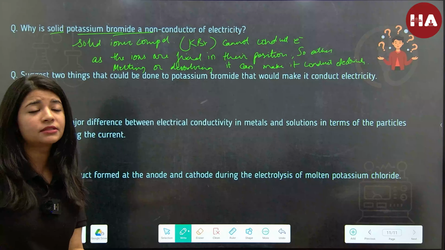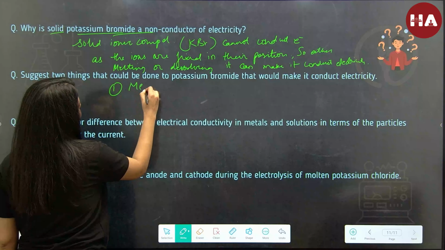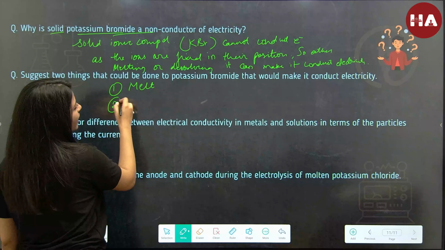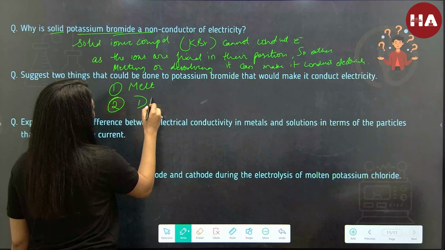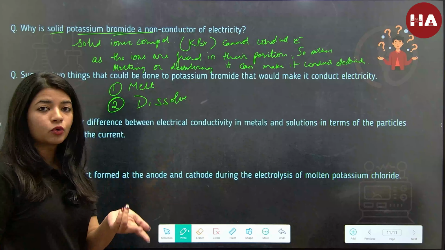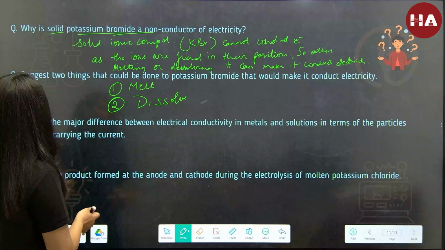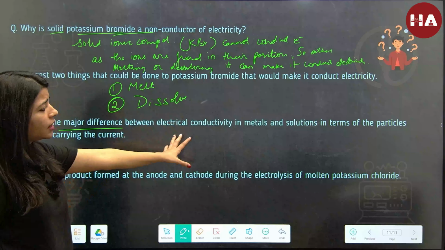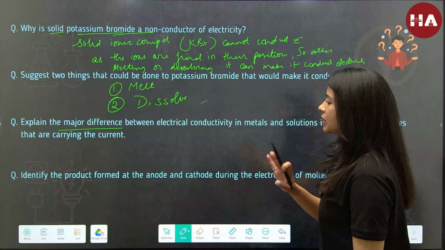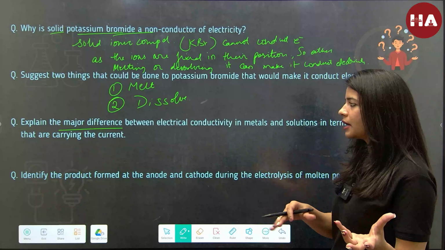We have already answered this part in the first part itself. Either melt it by providing high temperature or heat, or dissolve it. These are the two things which we can do for it to start conducting electricity. Next is, explain the major difference between electrical conductivity in metals and solution in terms of the particles that are carrying the current. Okay, so these questions are from your book itself, so you understand the importance of them.